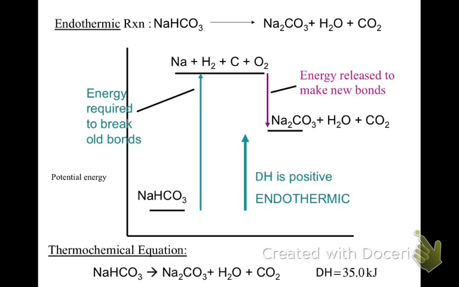So look at our thermochemical equation and how it differs. Again, you've got your formula equation here. And then after our little space there, delta H is positive 35 kilojoules. Again, I don't really care about this number; it's not important to me. What's important is that you know that if it's positive, it's endothermic. So it's going up in energy 35 kilojoules.